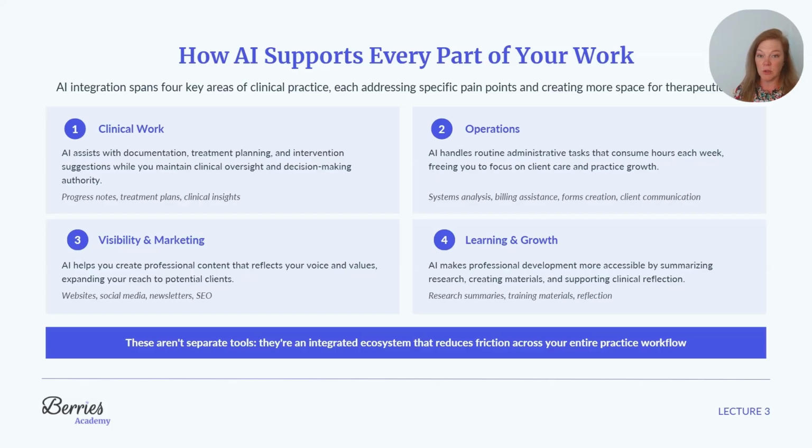Pillar 1, our clinical work. This is where AI assists with documentation, treatment planning, and intervention suggestions while you maintain clinical oversight and decision-making authority. We're talking about progress notes, treatment plans, clinical insight, all the documentation that currently keeps you up at night. AI can draft it, but you review it, edit it, and approve it. Your clinical judgment remains central.